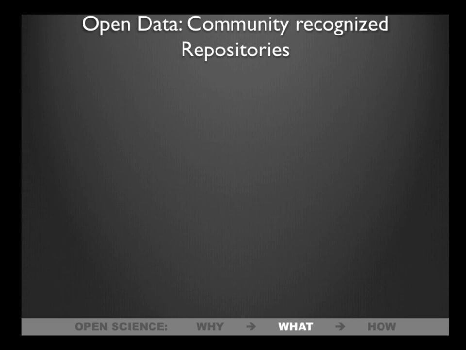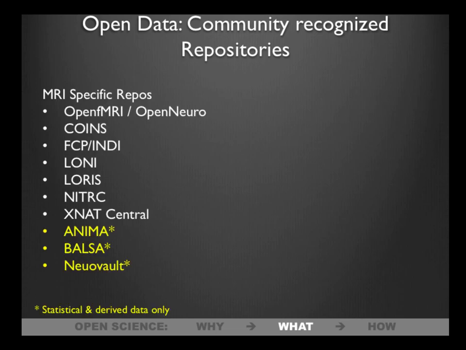There are a number of community recognized repositories. There's more every day. There are a number of MRI specific repositories, including OpenfMRI and now OpenNeuro, which we'll talk a little bit more about. COINS, FCP, LONI, LORIS. I mean, you can Google any one of these terms and you can read more about them. The ones in white will accept pretty much all data. The ones in yellow are more focused on derived data, statistical maps, and things like that.